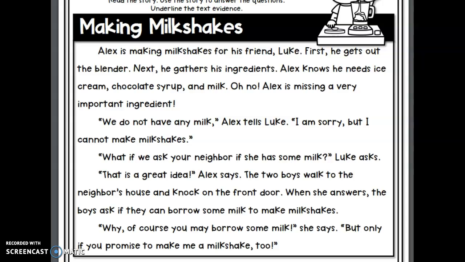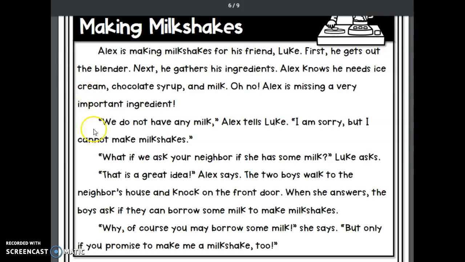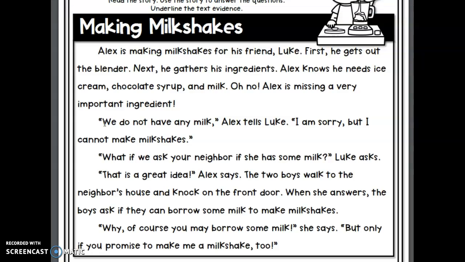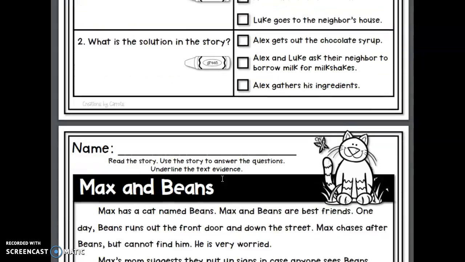What is the problem here? They did not have any milk. How did they solve this problem? What is their solution? They decided to ask the neighbor. Let's take a look at another example.